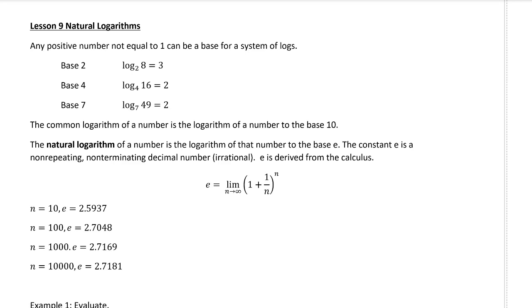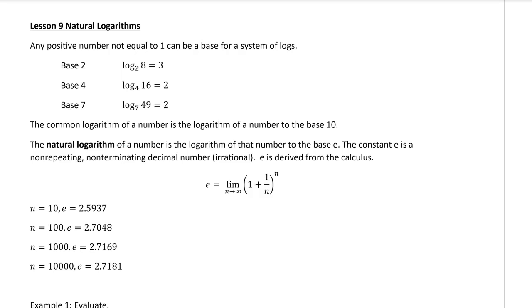So any positive number not equal to 1 can be the base for our logs. We've played around with base 2, base 4, base 7, and gone from there. Basically anything to the power of what this is will give us our value. So we've got lots of flexibility with our log system. And the common log, the one that we've been writing as just log without anything here, we've been treating as a base 10, and that's been working really well.